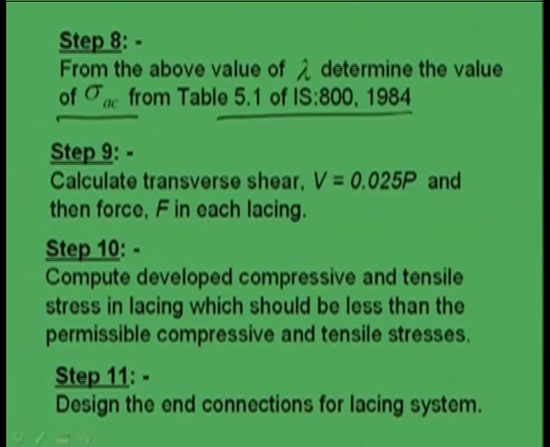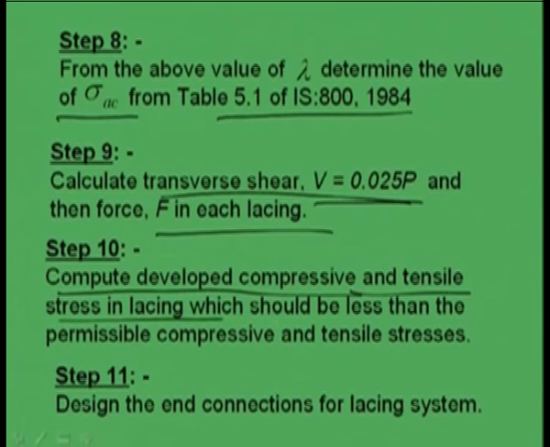Then we will calculate the transverse shear V, which is 2.5% of the axial compression. So, transverse shear we can find out, then we can find out F in each lacing, whether it is double lacing or single lacing. Accordingly, F we will find out as we have shown earlier. Then what we will do? Then we will find out the compressive stress and tensile stress, and we will check whether it is exceeding the permissible compressive and tensile stress. If it is exceeding the permissible compressive or tensile stress, then we have to increase the dimension, otherwise it is okay, right.